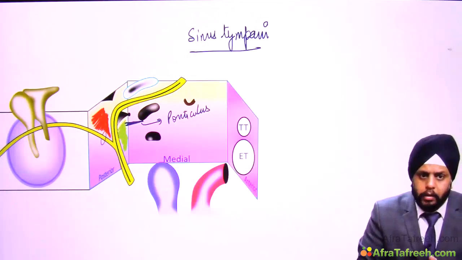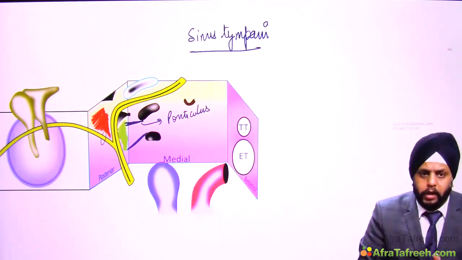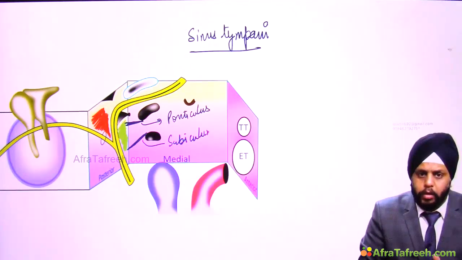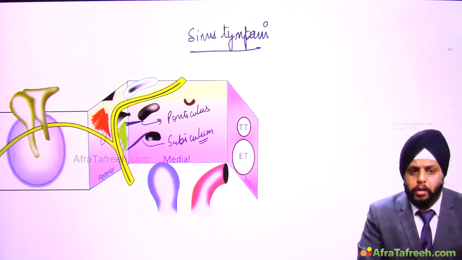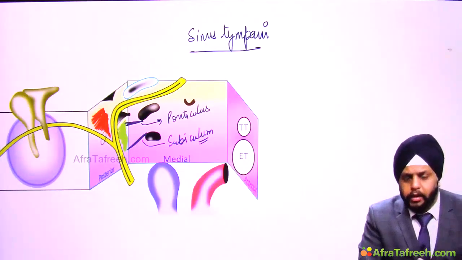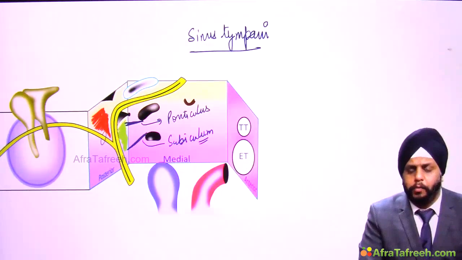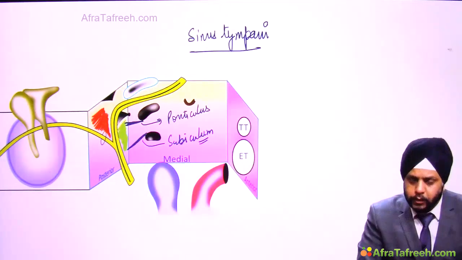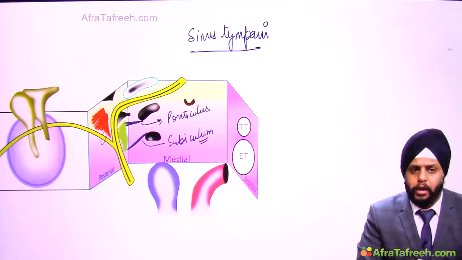Similarly, just above the round window, we have another ledge of bone. This ledge of bone has been named the subiculum. It forms the lower boundary of sinus tympani. Right? And you can see that anteriorly this space is open. It is open into the posterior mesotympanum. All right, so that was our sinus tympani.